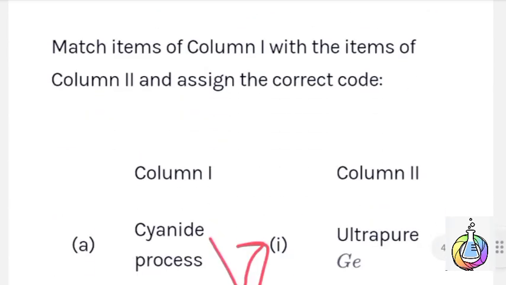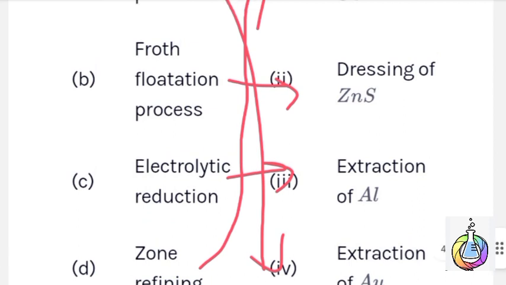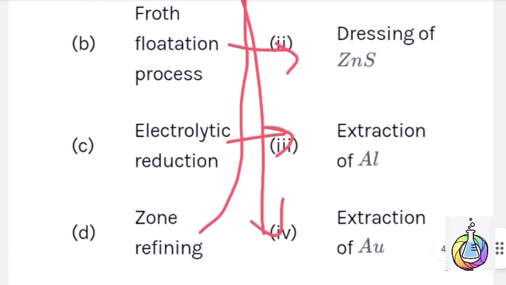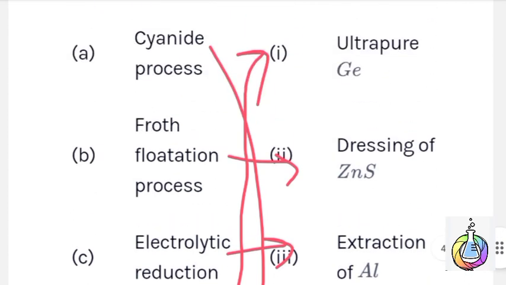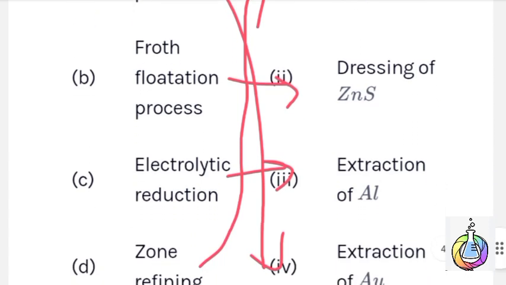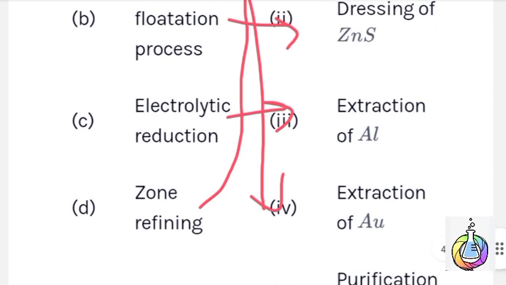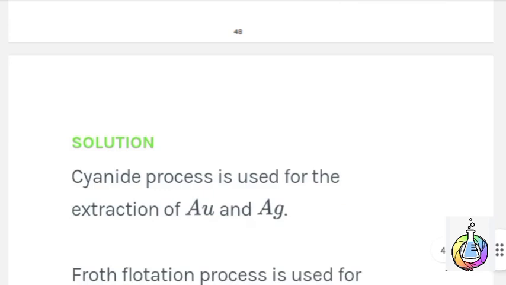Next question. Match the items in column first with the items in column second. Assign the correct code. Cyanide process is used for the extraction of gold. Froth flotation process is used in dressing of ZnS. Electrolytic reduction is used for the extraction of aluminium. Zone refining is used for ultra pure germanium.